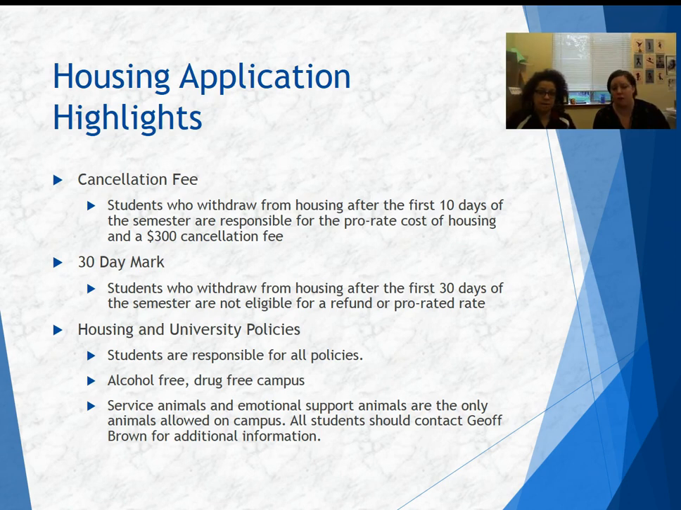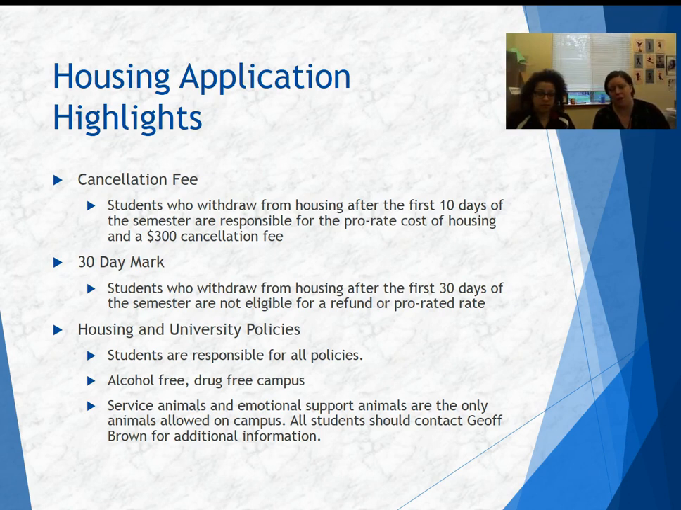So students who withdraw from housing after the first 10 days of the semester are responsible for the prorated cost of housing and a $300 cancellation fee. What that means is we would prorate you for the number of days that you've been on campus, and then you would get a cancellation fee of $300. In all of these cases, you would also lose your damage deposit.